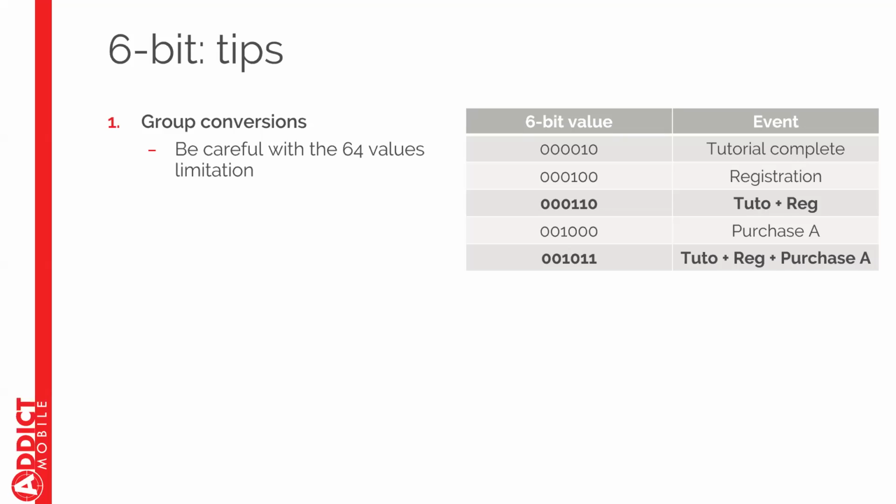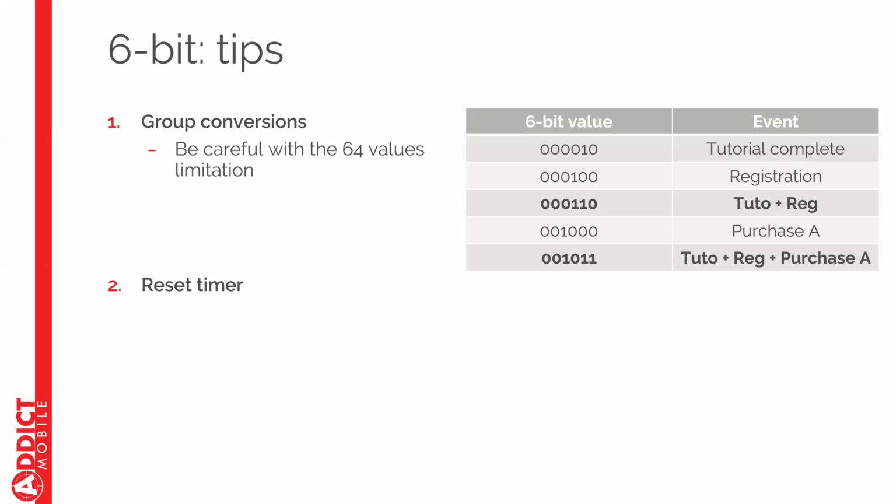So instead of having two events and only one being triggered, you can group them. If both of them are triggered, you can receive the postback and say, okay, those users have done tutorial plus registration, instead of just receiving, for example, tutorial. So it's a way to think of how you should integrate the SKAdNetwork and the 6-bit conversion value.